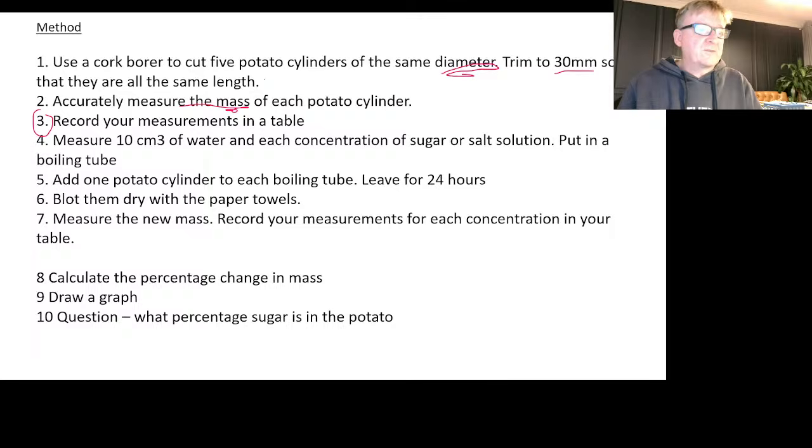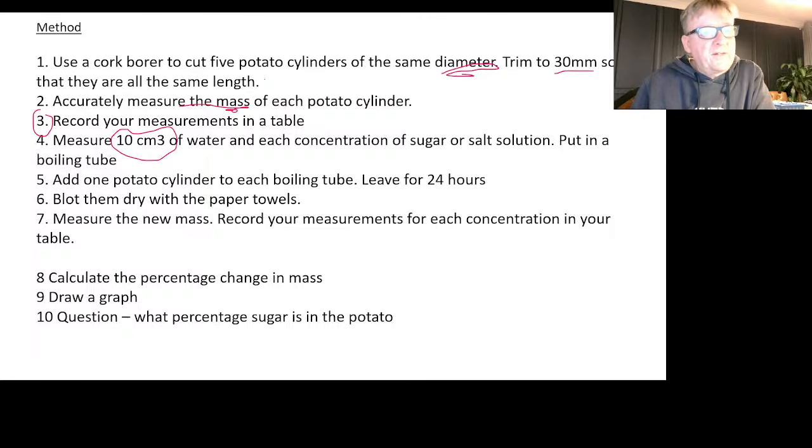Right? It might sound dead obvious, right? And you might kind of assume that that's what they're going to think, right? But don't, right? Just don't. Just write down, record your measurements in a table. Then measure 10 centimeter cubed of water. The more numbers you get in, the better it's going to be. And each concentration of sugar or salt solution, and put it in a boiling tube.